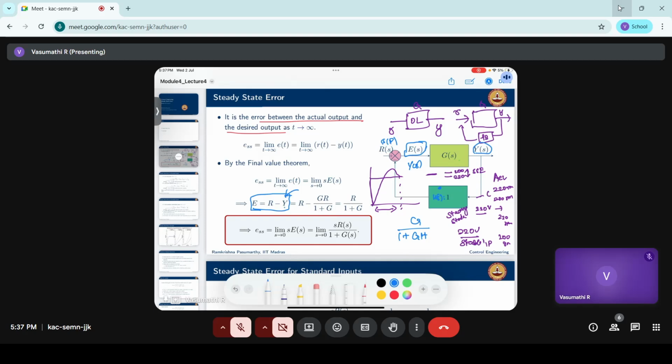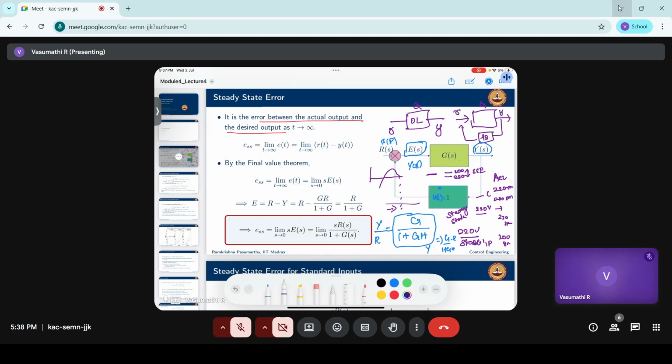If we replace Y, the output, with the transfer function Y by R, this becomes G by 1 plus GH into R, where I'm considering only Y on the left hand side. That's what we have written here. Since H is equal to 1, we have left it out here, but indirectly there is a feedback. If you simplify this, you will have R by 1 plus G here. This represents the error.